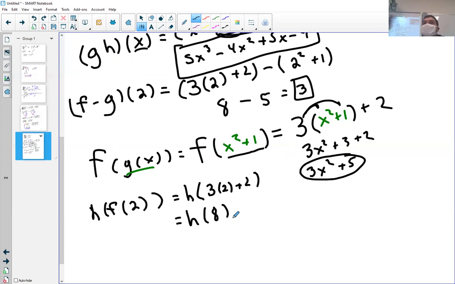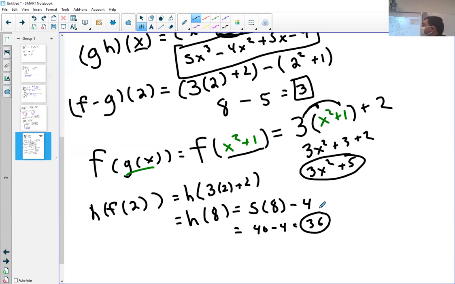So now we have converted, now we're on a new set. Now we're looking at h and we're going to plug in 8 into the h. What was the h equation? 5x minus 4. So 5 times 8 minus 4. 40 minus 4. Final result, 36.